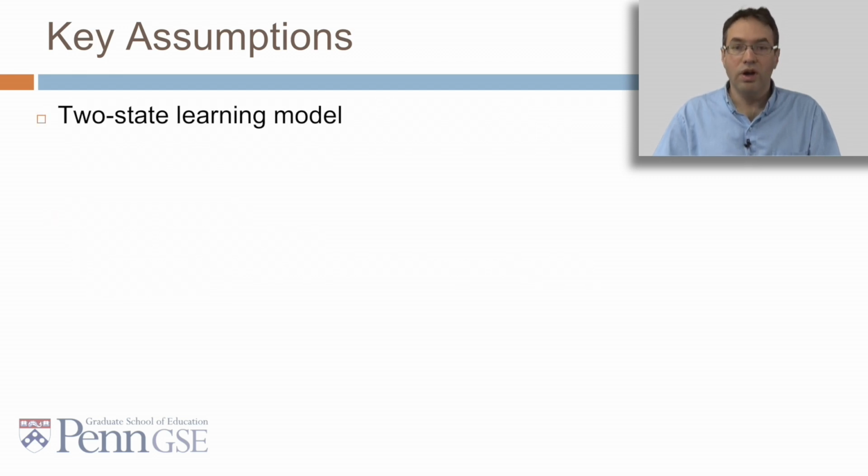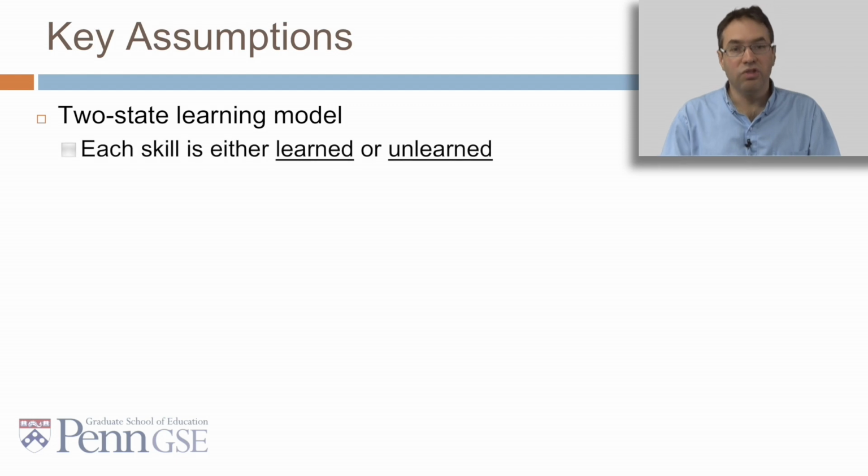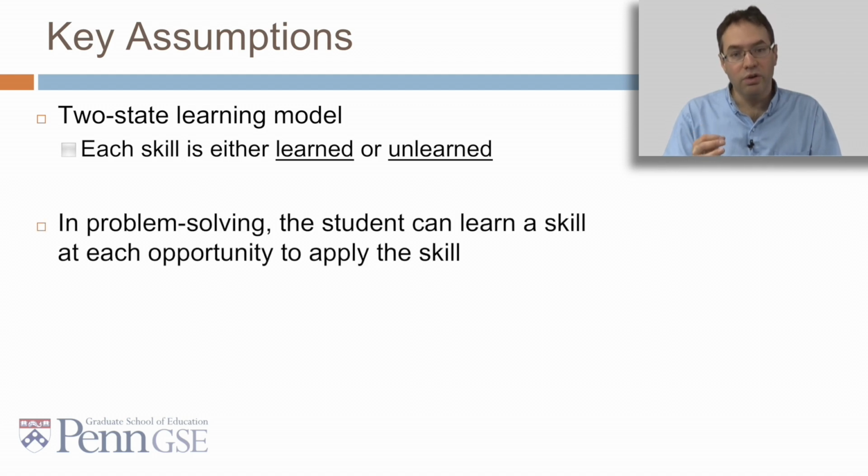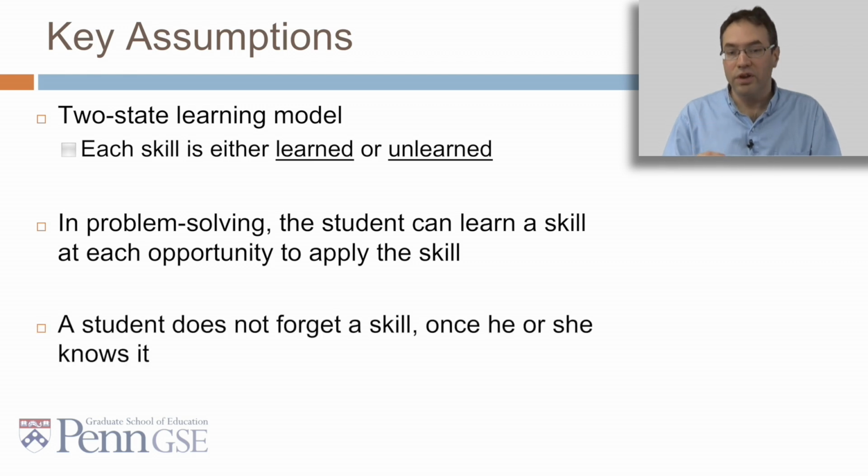Another key assumption is a two-state learning model. Each skill is either learned, known, or unlearned, unknown. In problem solving, the student can learn a skill at each opportunity to apply that skill. And a student doesn't forget a skill once he or she knows it. Again, there are extensions of BKT that do allow for forgetting.